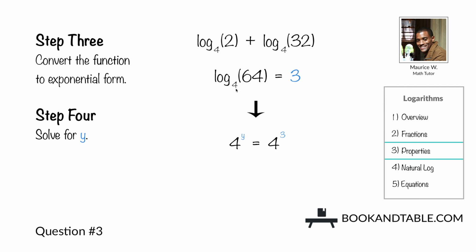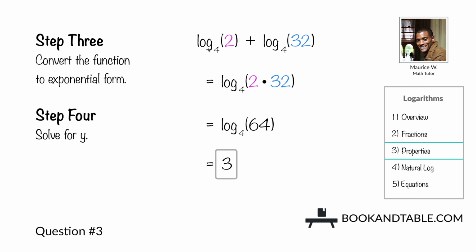And if the log of base 4 of 64 is equal to 3, that lets us know that the log of base 4 of 2 plus the log of base 4 of 32, which is equal to the log of base 4 of 64, is equal to 3. So that is the answer to question number 3.